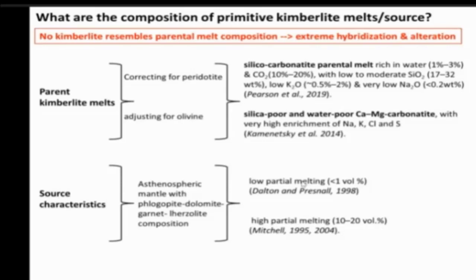So although we are more or less certain that the kimberlites are derived from the asthenospheric mantle with a dominant composition of phlogopite, dolomite, garnet, azurite composition, how this particular composition melted to give rise to kimberlitic melt is still debated. And this debate is so strong that some of the studies strongly indicate that to generate kimberlite, the partial melting that is required is essentially low, that is less than 1% volume of partial melting. On the other hand, very conclusive evidence has also been given that a high fraction of partial melting is needed, up to 20% by volume, to generate the kimberlitic magma.